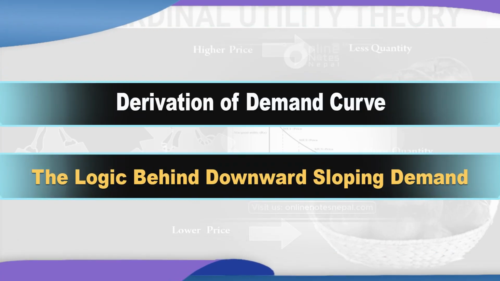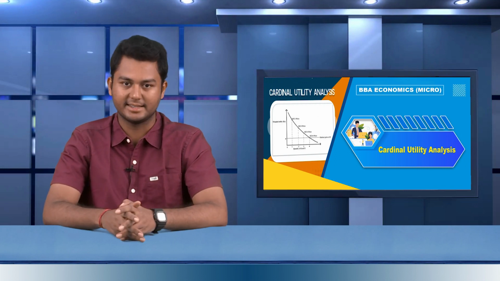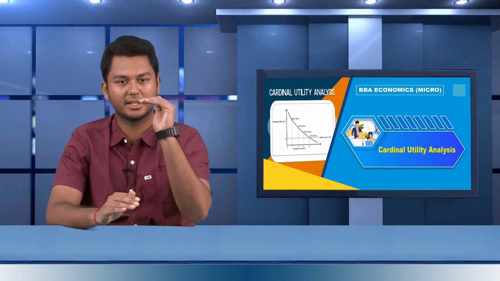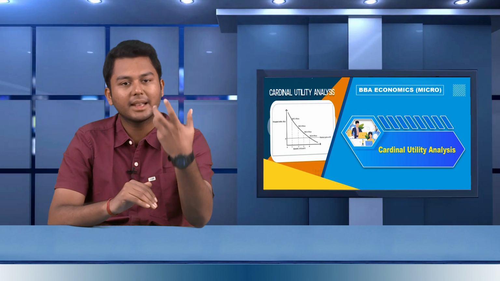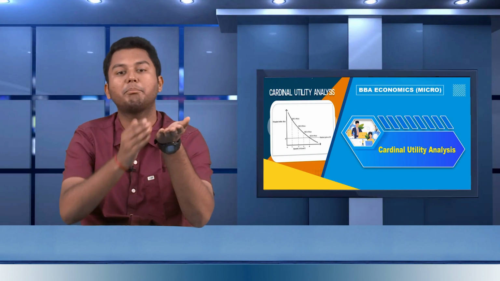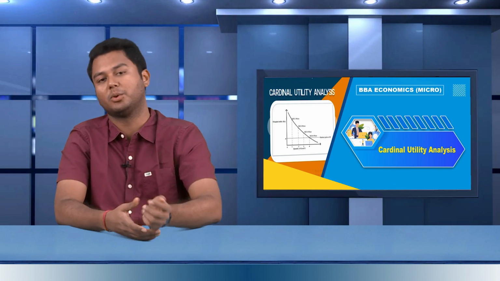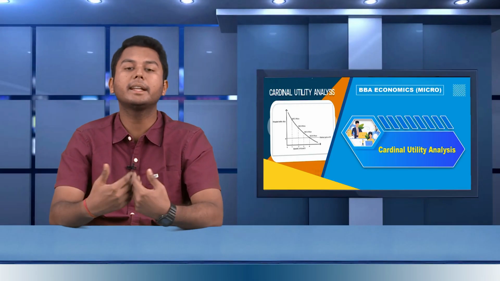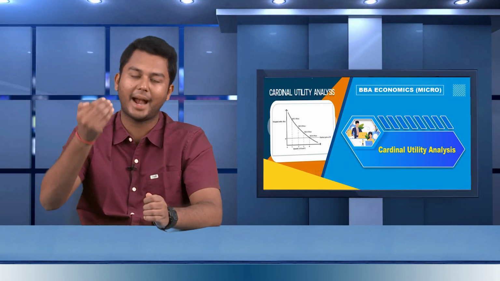Let us look at the logic behind downward sloping demand. Consider what happens when the price of your favorite snack decreases. Initially, you are in equilibrium, meaning the satisfaction from the last unit consumed justified its price. When the price drops, the same last unit now provides more satisfaction per rupee than before. This creates an imbalance that motivates you to buy more. As you consume additional units, the marginal utility decreases due to the law of diminishing marginal utility. You will continue buying more until the marginal utility falls enough to restore a new equilibrium at a lower price.